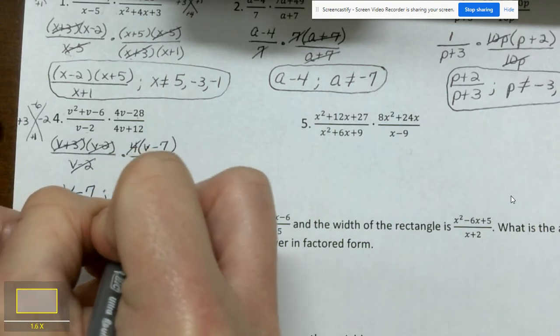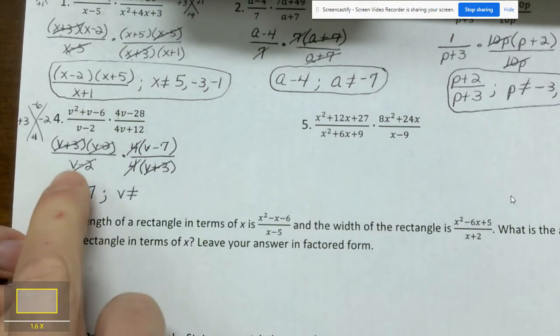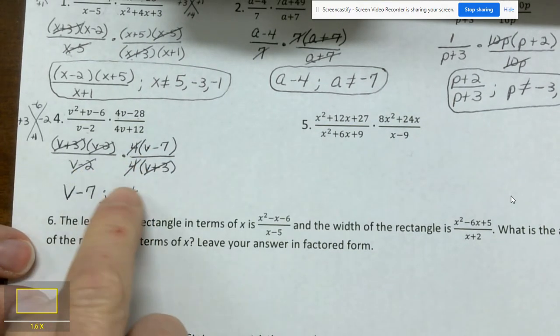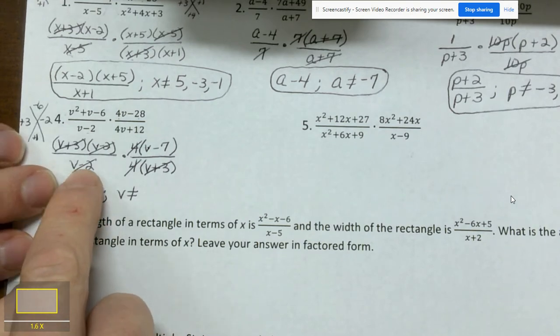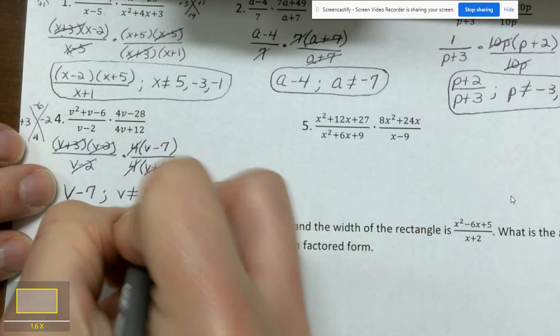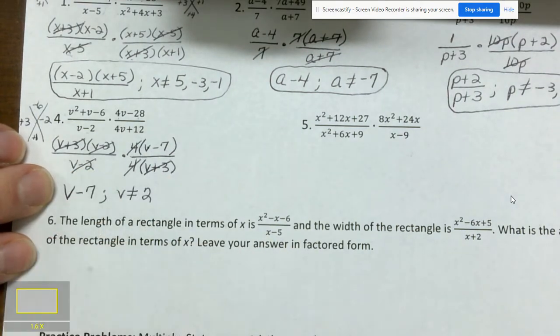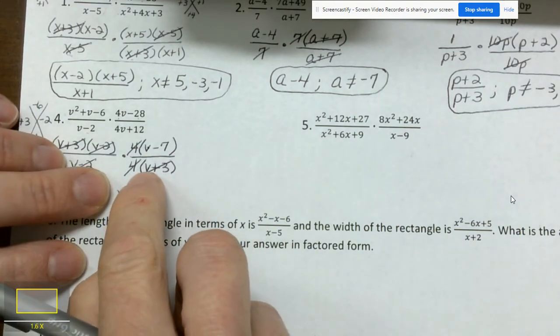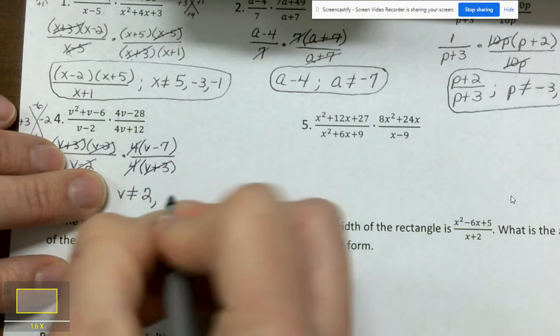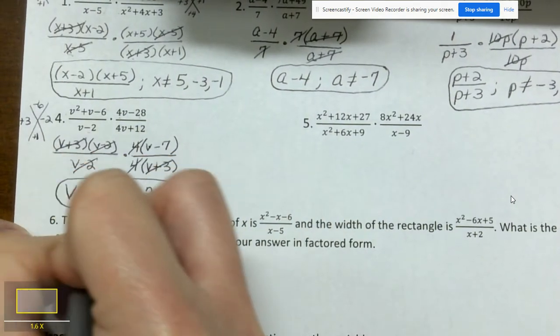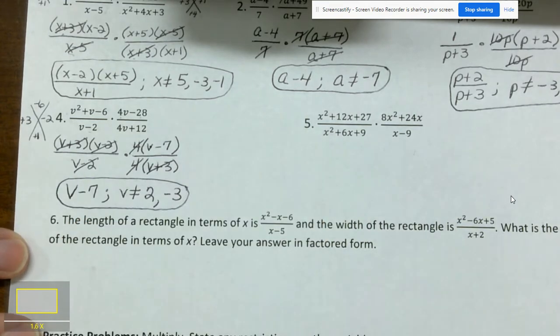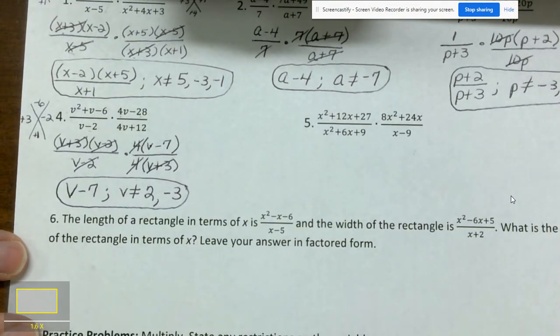All right, now to state our restrictions, remember you go back to your denominator. So our v cannot equal, first of all, this one, to make v minus 2 zero, that would be a 2, because 2 minus 2 is 0. And to make v plus 3 equal to 0, that would be a negative 3. So v cannot equal 2 or negative 3. And our answer is v minus 7 when we simplify.